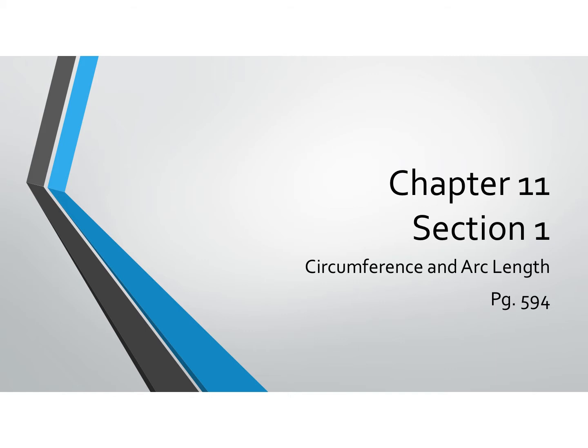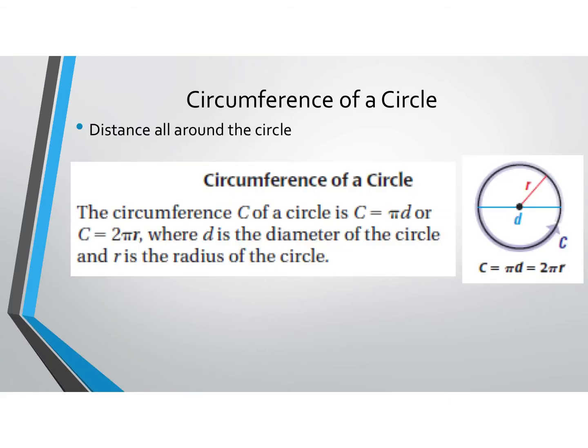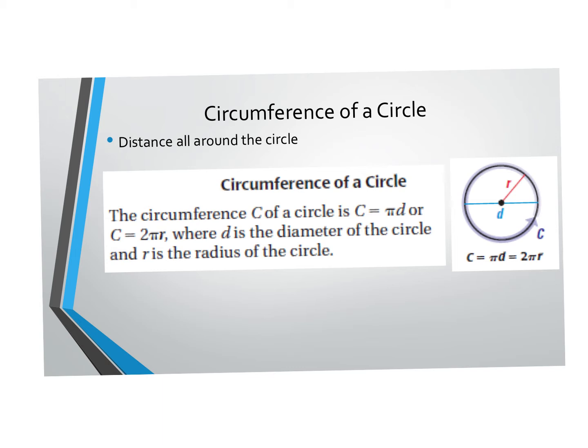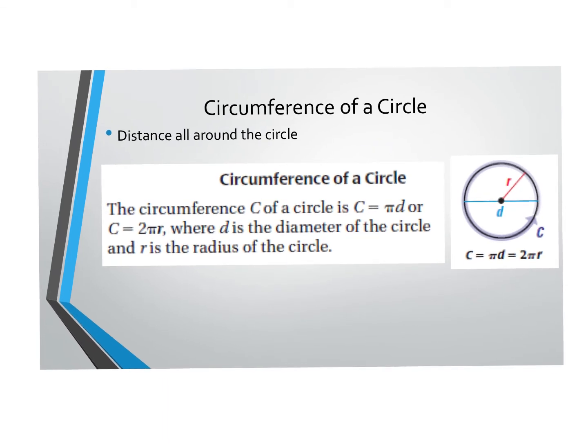So let's first define what circumference is. Circumference is the distance all around the circle. It's sort of like the perimeter of a circle, but because perimeter is only for polygons, and this has curved sides, they call it circumference. And there's two formulas that you can memorize. It's either pi times the diameter or 2 times pi times radius. So two formulas depending on what's given to you. Again, the circumference is the distance all the way around the outside of the circle.